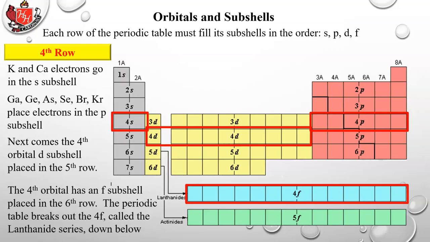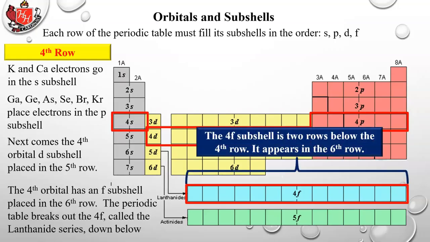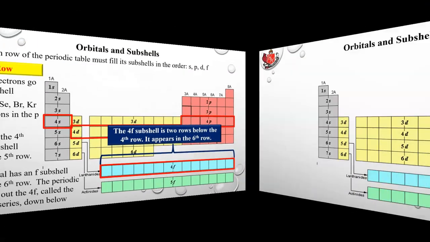Okay, now it starts to get a little deep, but we rarely deal with this one. So down in the sixth row is the 4f subshell. And why is that? Because the 4d must come before the 4f. That cannot be the 5f subshell or the 6f subshell. It has to be the 4f subshell. So the 4f subshell is 2 rows below the fourth row. It appears in the sixth row. So that's all you really have to remember.